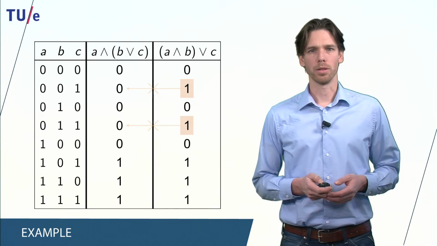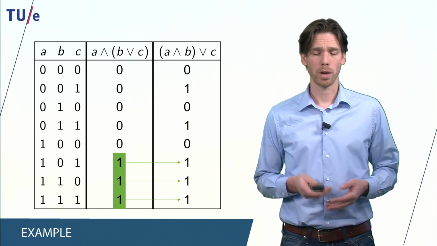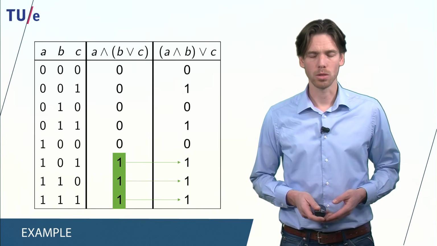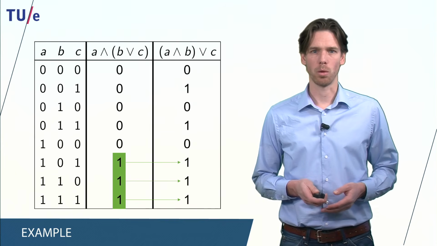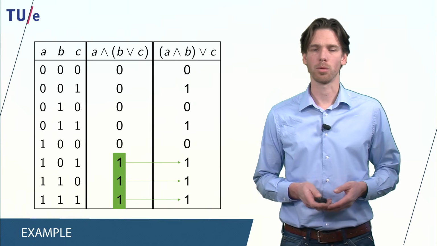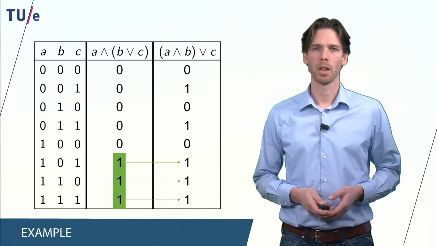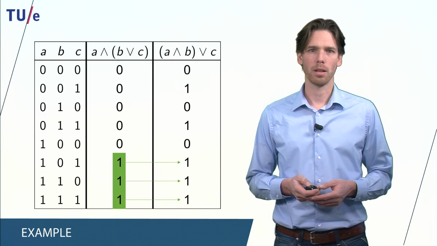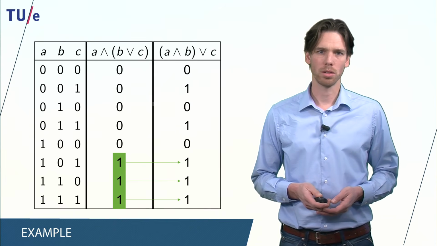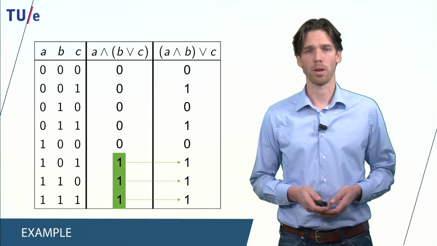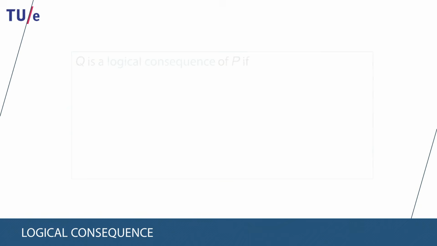You may also have observed that actually looking at the left-hand side abstract proposition, whenever that abstract proposition evaluates to 1, also the right-hand side abstract proposition evaluates to 1. So the ones from the left-hand side abstract proposition are carried over to the right-hand side abstract proposition. In fact, this means that you can think of the truth of the left-hand side abstract proposition as a sufficient condition for the truth of the right-hand side abstract proposition. This gives rise to a notion of logical consequence.